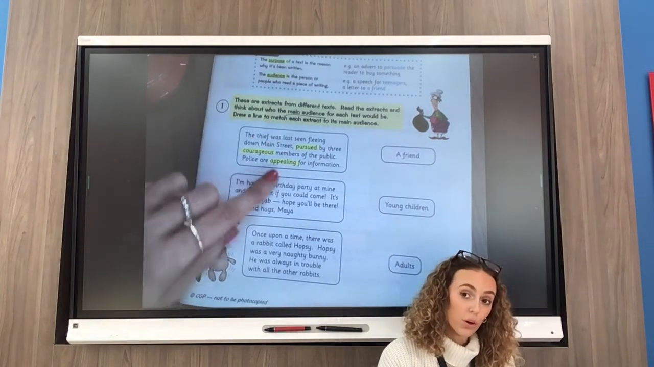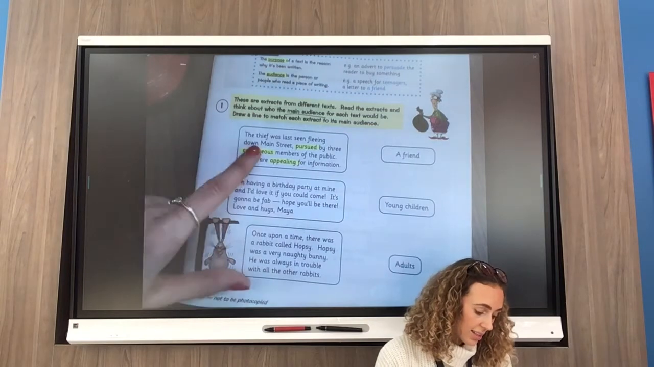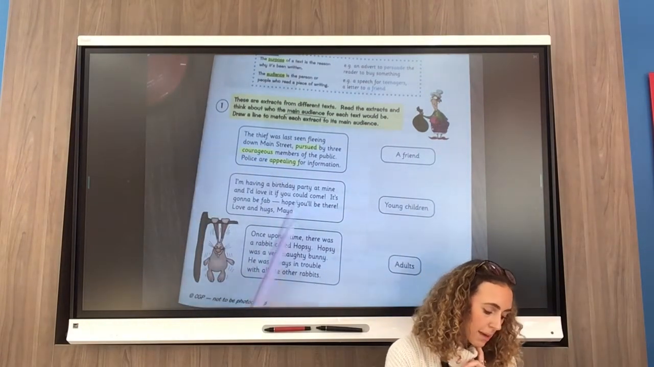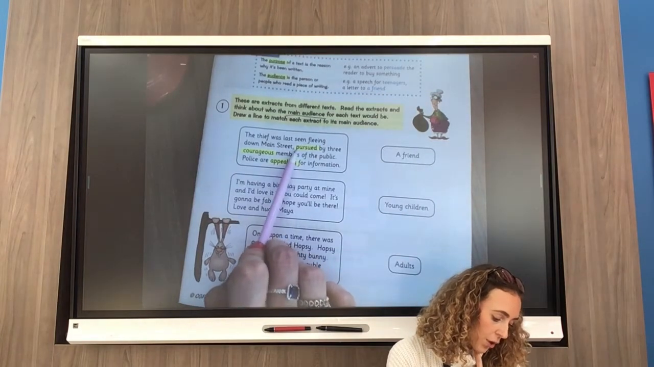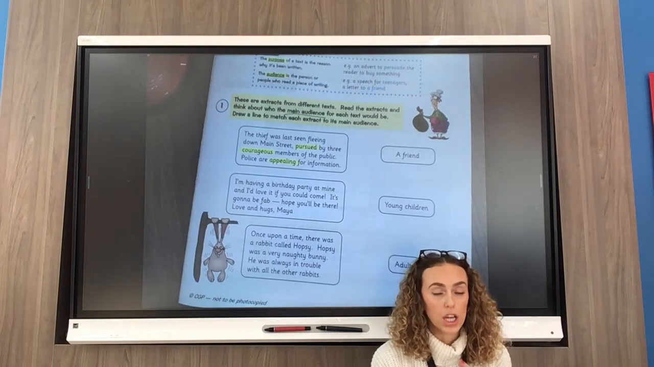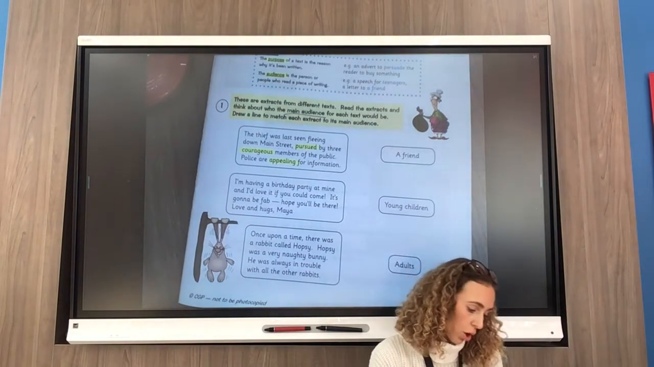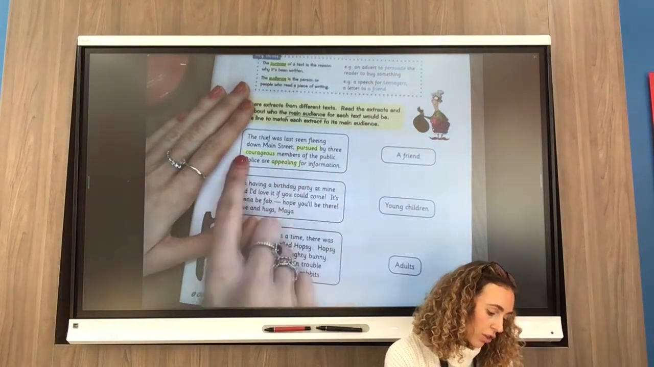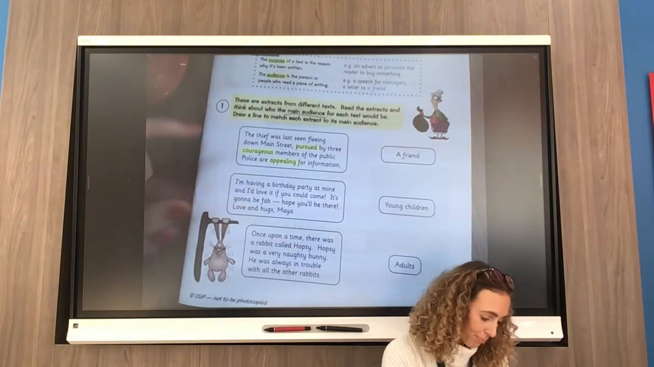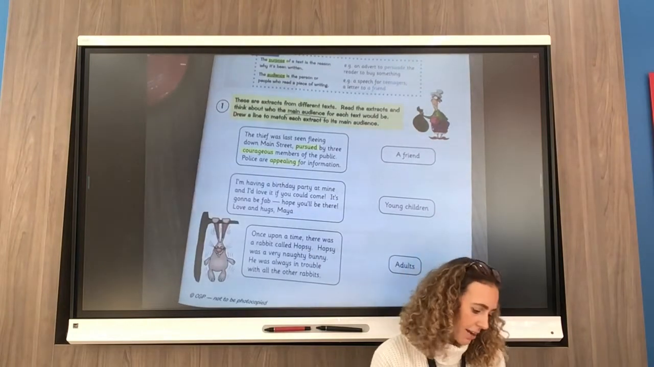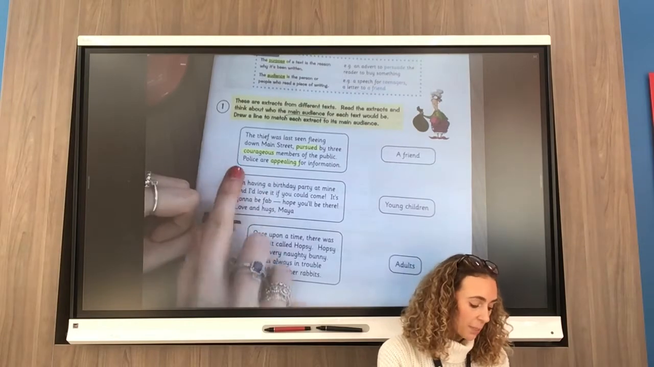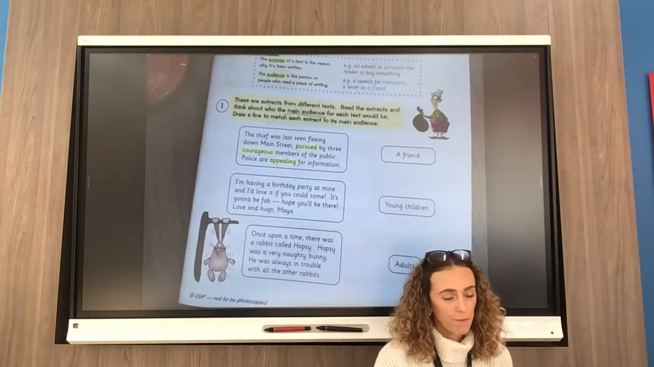Okay, but before you read these extracts, I'm just going to go through some of the vocabulary so that you understand it a little bit better. Okay, so pursued. Pursued means that you go up to somebody or you go and do something that you want. So it says, pursued by 3 courageous members of public. Okay, courageous just means very brave. And appealing means asking, okay? So police are asking for information.